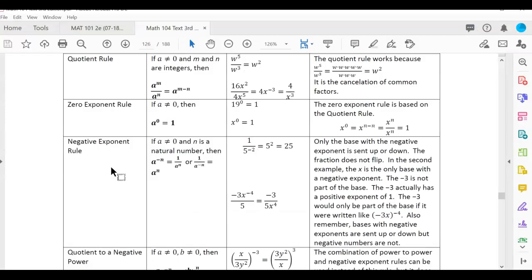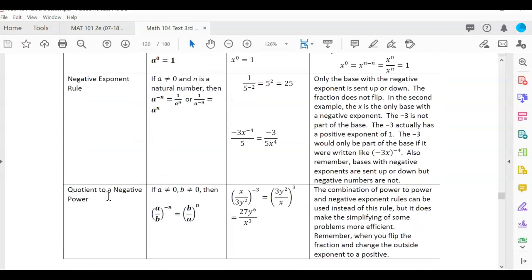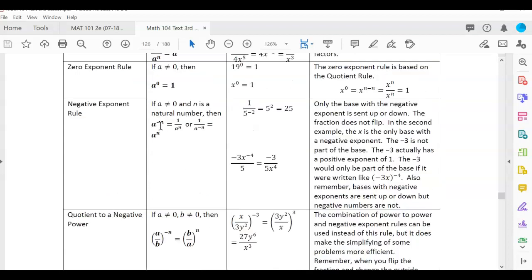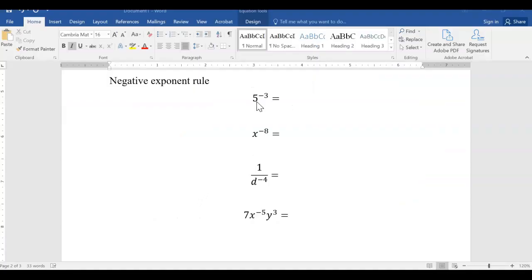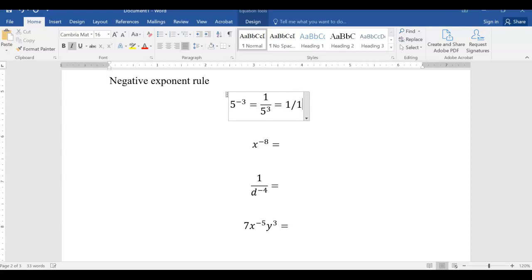Now, the negative exponent rule is the next rule that we're going to look at, and we'll also look at the quotient to a negative power. It's very, very similar. What the negative exponent rule says is that a to the negative n is 1 over a to the n. And so we're going to take a look at why this is. So let's take a look at this first expression here, 5 to the negative third. By the negative exponent rule, that should be 1 over 5 to the third, which is 1 over 125.